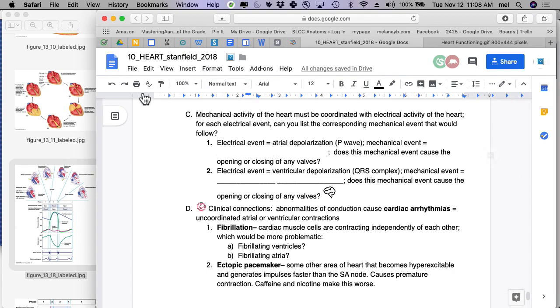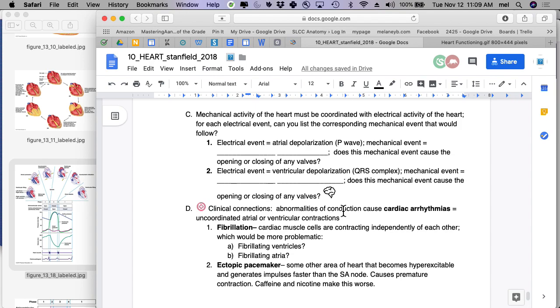So let me do two clinical connections, and I'll have you do a think, pair, share, and then we'll go back and pick up some of the clinical stuff from before. Clinical connections: if you have abnormal electricity, you'll get abnormal mechanical activity. That should make sense to you. Cardiac arrhythmia is a really general term. It means it's doing something other than what it should do, which is atrial contraction, pause, ventricular contraction. Atrial contraction, pause, ventricular contraction, right?